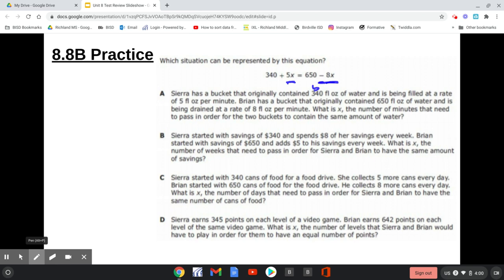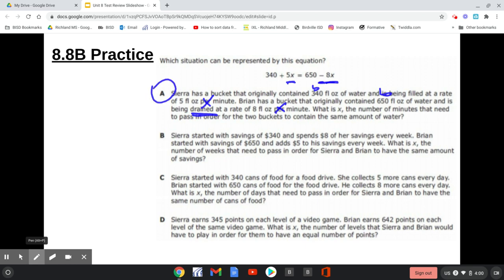It's being filled at a rate of 5 ounces per minute. Okay, that looks great. Brian has a bucket that originally contained 650 fluid ounces, that's B, and is being drained, that's good, at a rate of 8 fluid ounces per minute. That's awesome. What is X, the number of minutes that need to pass in order for the two to be the same? That's perfect. So we know our answer is A.